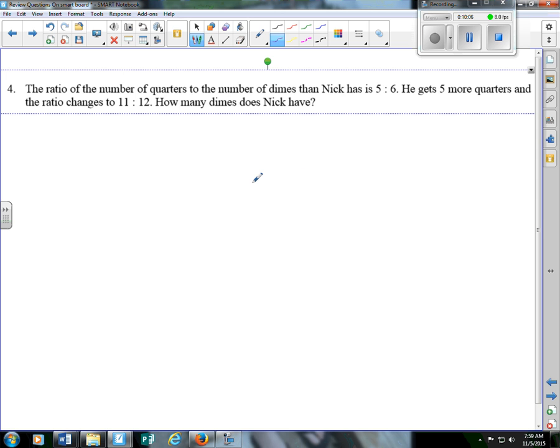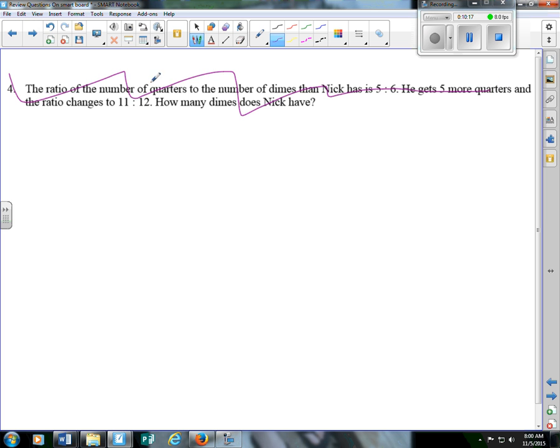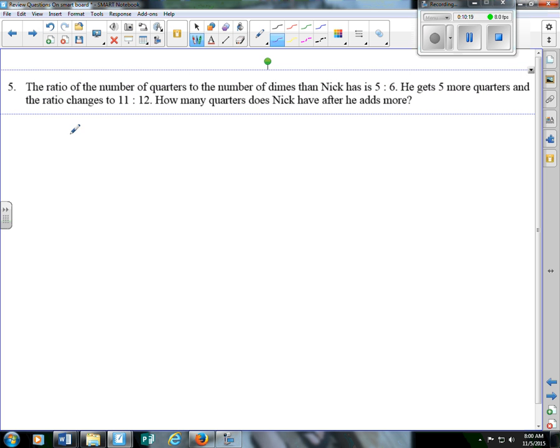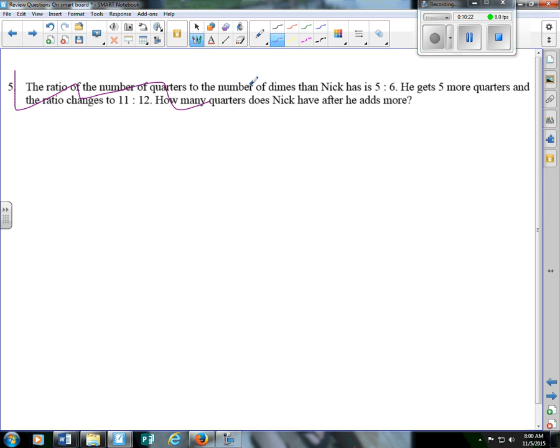Next question. The ratio of the number of quarters to the number of dimes Nick has is 5 to 6. He gets 5 more quarters, and the ratio changes to 11 to 12. How many dimes does Nick have? We're not doing that one.